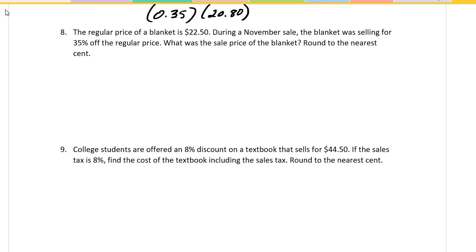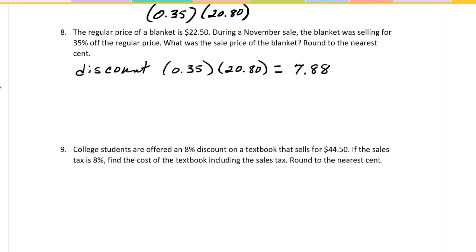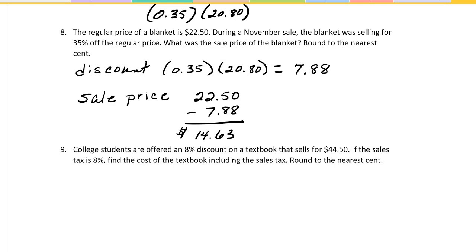Problem 8 is a similar type problem. It's just written out in paragraph form. We have the regular price of a blanket is $22.50, and we're selling this for 35% off. I want to know the sale price of the blanket and round to the nearest cent. So the first thing I'm going to do is find the discount, and then I subtract that from the original price to get the sale price. So the answer is $14.63.